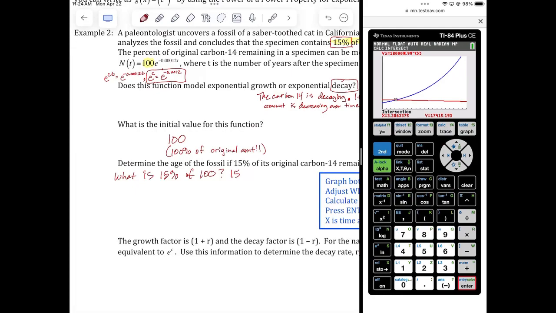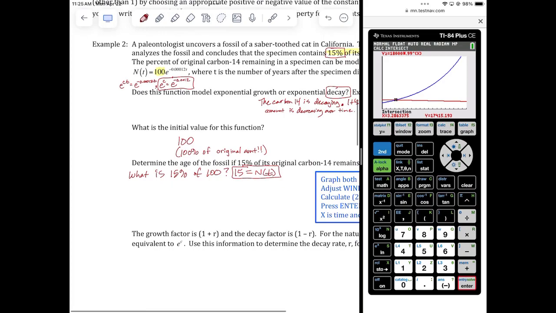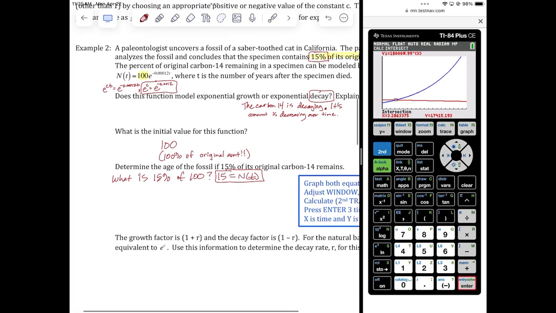That's why we start with 100. It's super easy if we start with 100. What's 30% of 100? 30. What's 98% of 100? 98. See how it works? It's easy. All right. So we want to know now when N of t, when the amount is equal to 15. We want to know when y is equal to 15. Okay? So here we go. We're going to set N of t equal to 15. So let's go to the calculator.